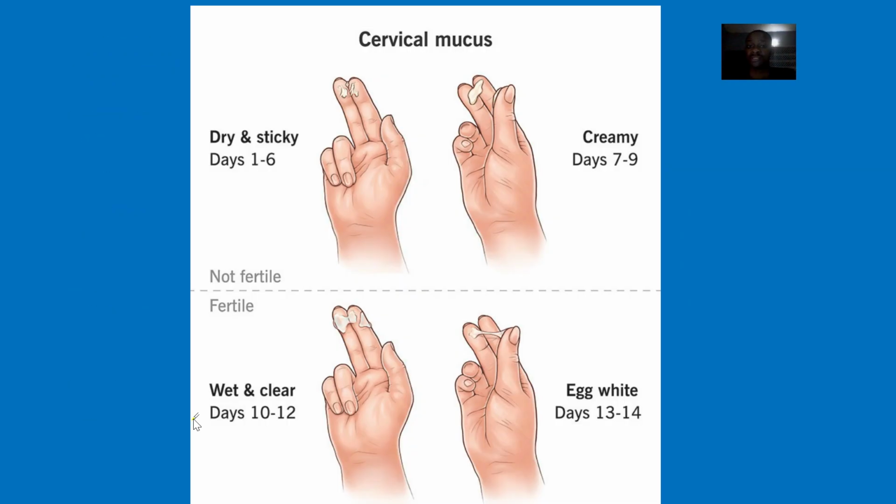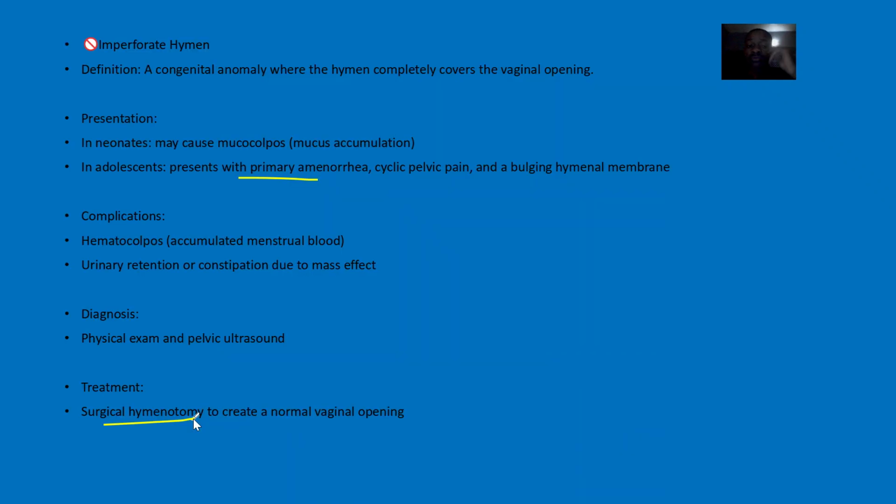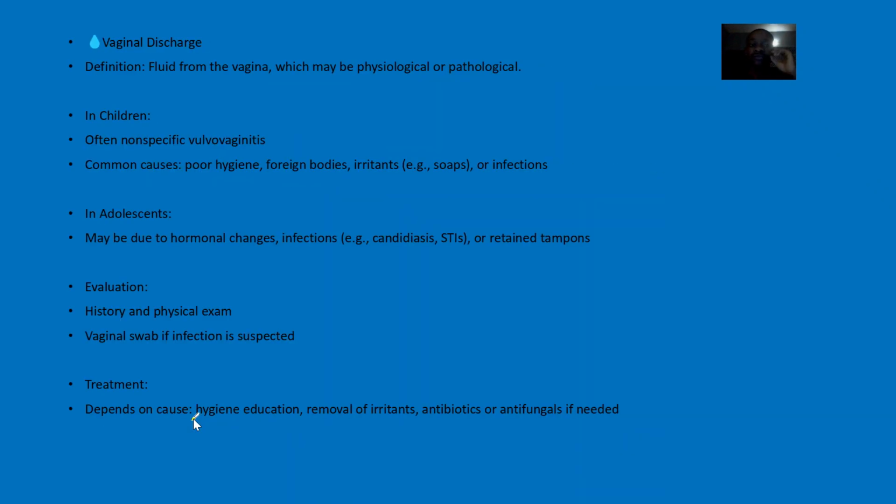Vaginal discharge is what we have here. It's the fluid that your vagina naturally makes, but sometimes, in terms of disease, these natural fluids could take on some other looks. So this is fluid from the vagina which may be physiologic or diseased. In children we see it, and in adolescents, changes in it are sometimes due to infections or hormone changes.